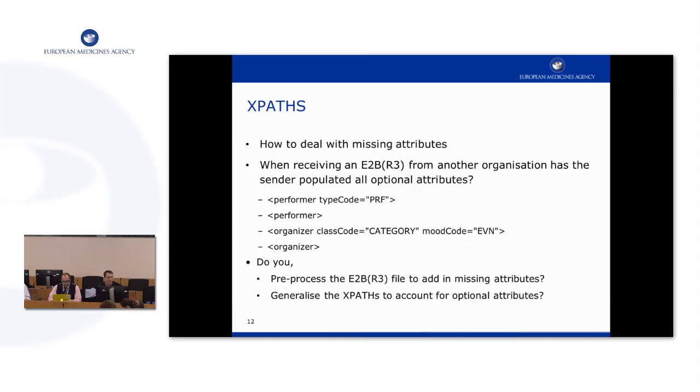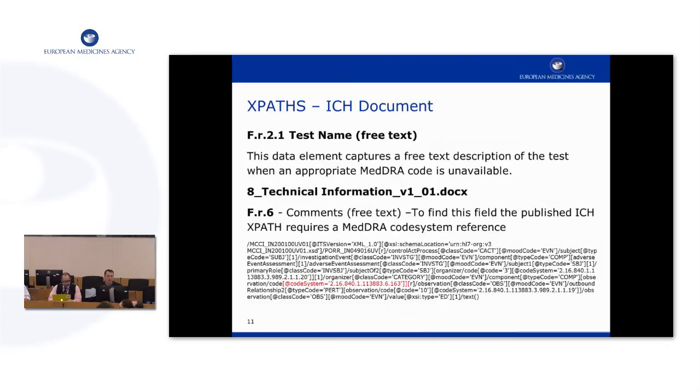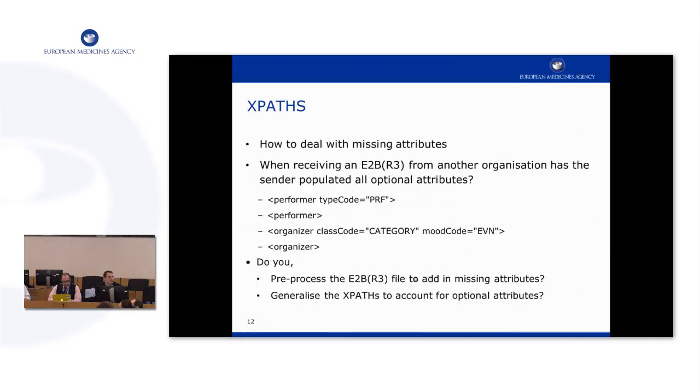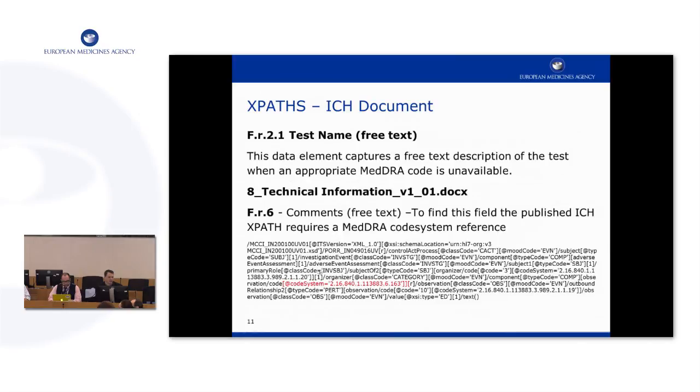So what you'll find is things like performer, there's a type code for performer equals PRF. But a valid message could just contain the word performer as the element. Organizer, class code, category, mood code are the attributes that can be put with an organizer data element. But your XML file could just contain organizer. And when you look back at this, you'll see the references here to organizer and class code category.